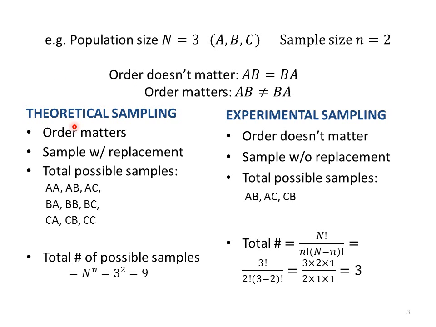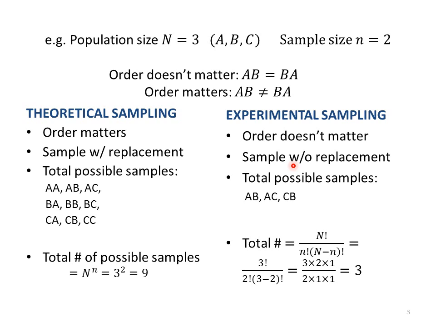In theoretical sampling, the order of selecting individuals matters, and each individual selected is replaced before sampling again. In experimental sampling, the order of selecting individuals does not matter, and each individual selected is not replaced before selecting again.